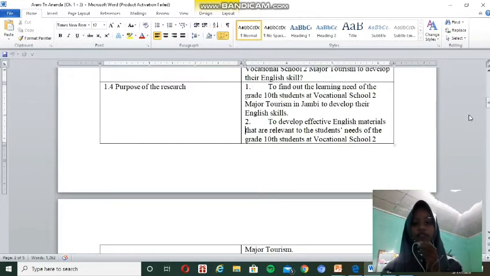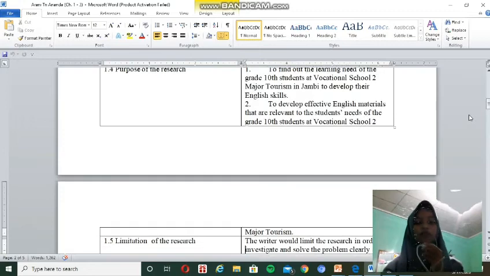The fourth is the purpose of the research, to answer the research problem. The first is to find out the students' needs, and the second is to develop effective English material. So the first is to know the students' needs, and the second, after I know the students' needs, I will develop the material, which is the worksheet.